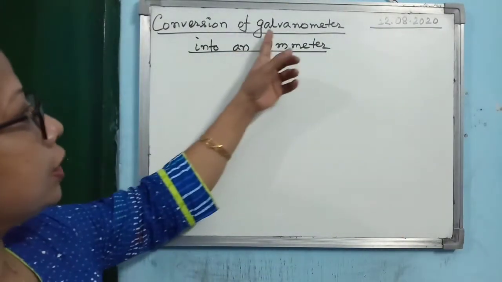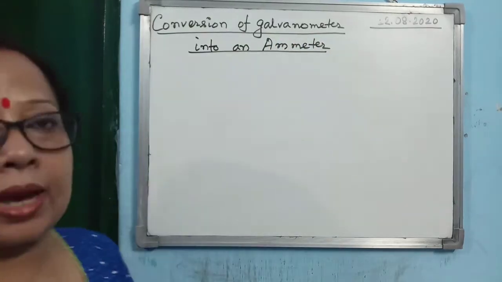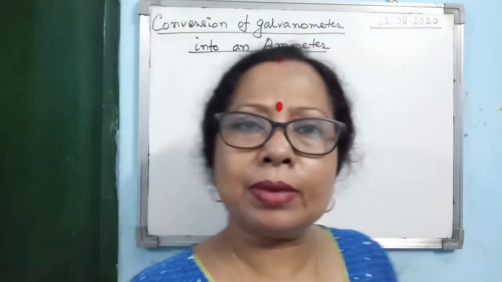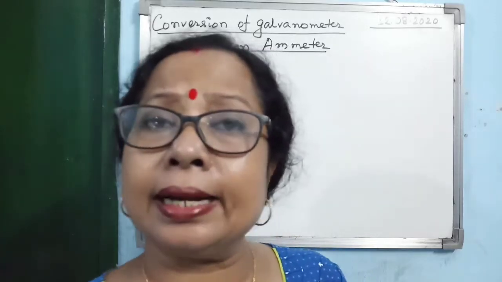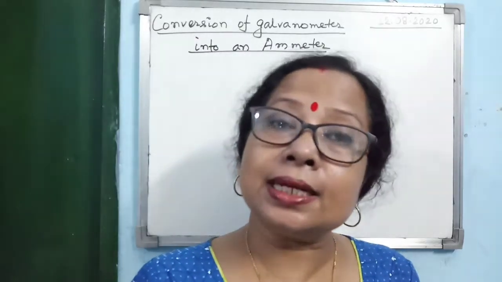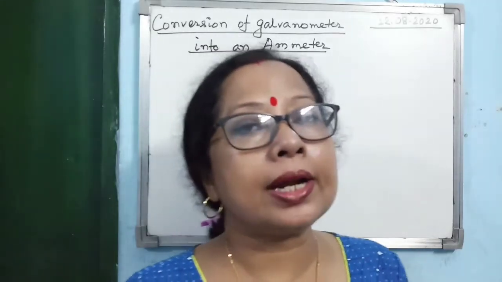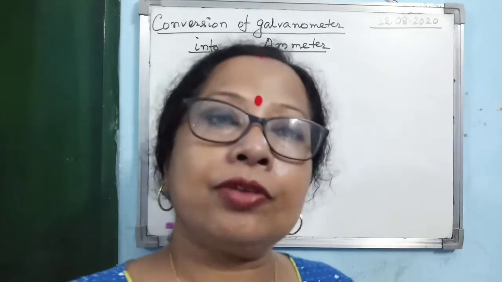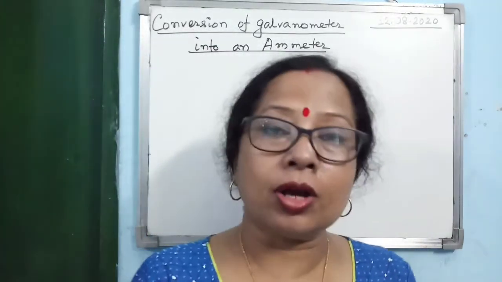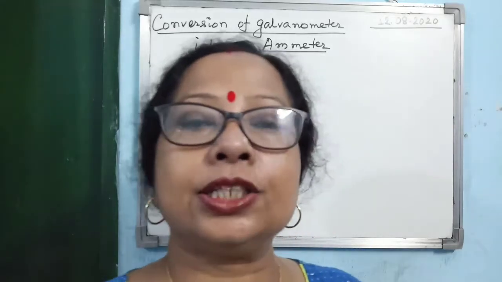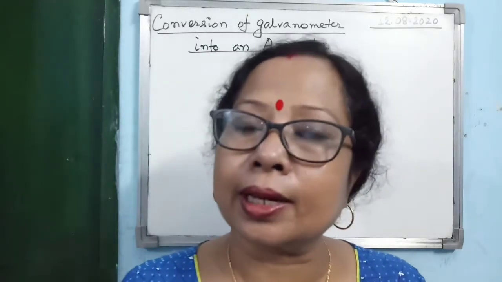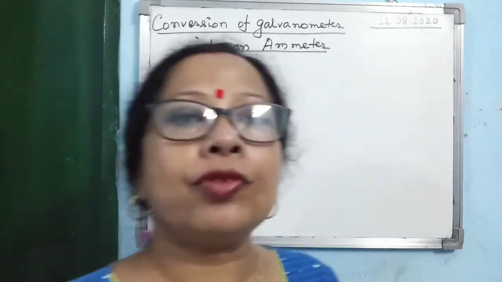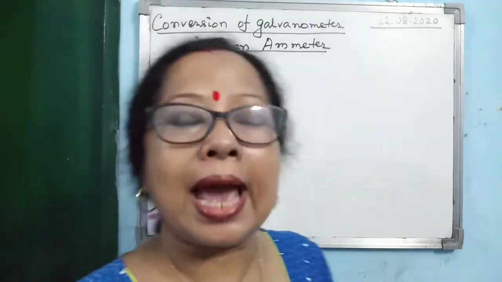Now, conversion of galvanometer into an ammeter. You know that a galvanometer can measure the current, but it cannot measure the current directly. Alright, it can just detect the presence of current in a circuit, and it can say whether current is more or less, or if there is a change in direction of the current in the circuit, the galvanometer can detect that. Now you want to convert the galvanometer into an ammeter.